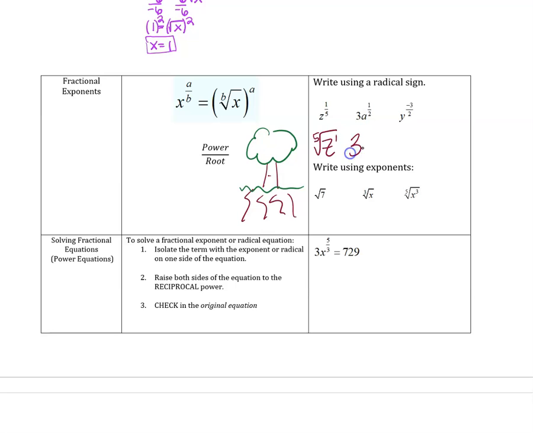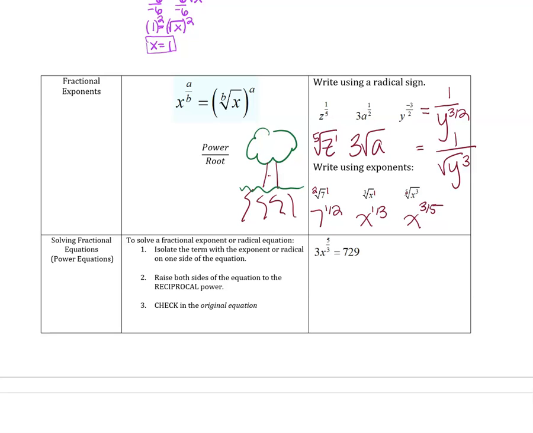This would be 3 square root of a, because the 1/2 is only applied to the a. And then with the negative exponent, just like what we talked about in Unit 1, this would become 1 over y to the positive 3/2, which is the same thing as the square root of y cubed. Now going in the other direction, remember this is an implied 2, so this would be 7 to the 1/2. This would be x to the 1/3, and this would be x to the 3/5. Because again, power over root, and the root is the thing next to the radical.